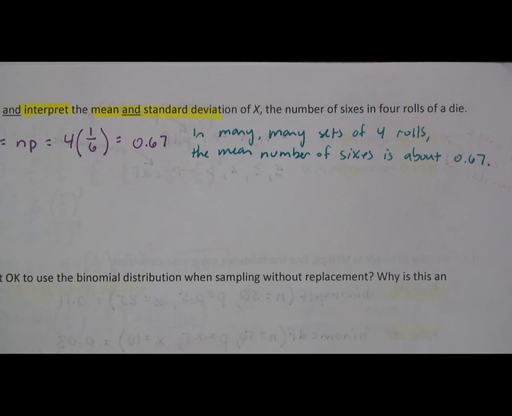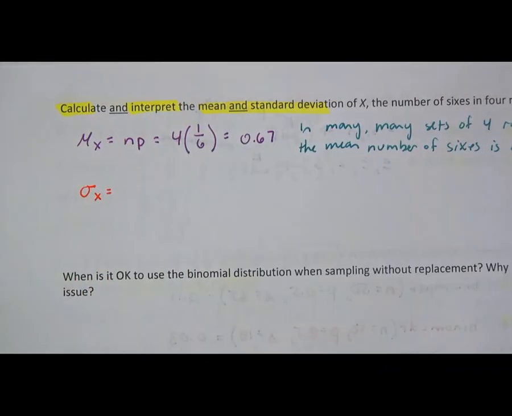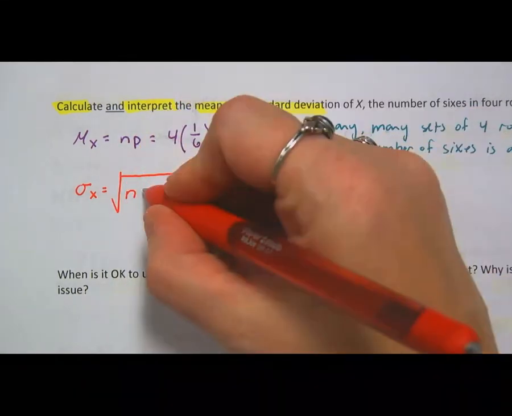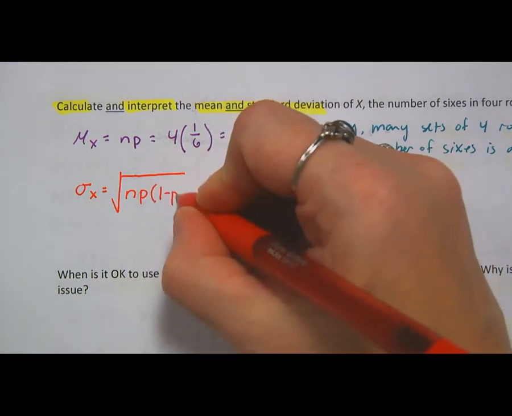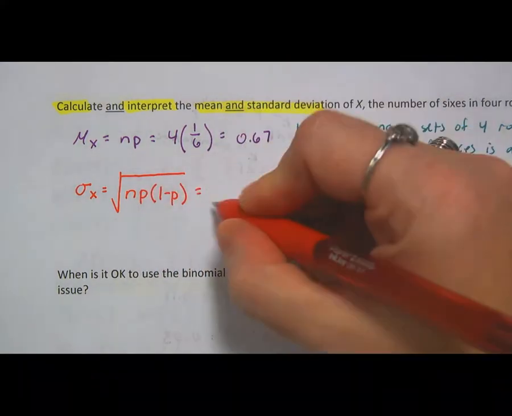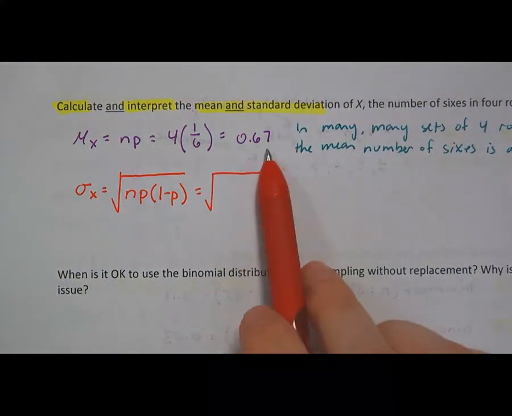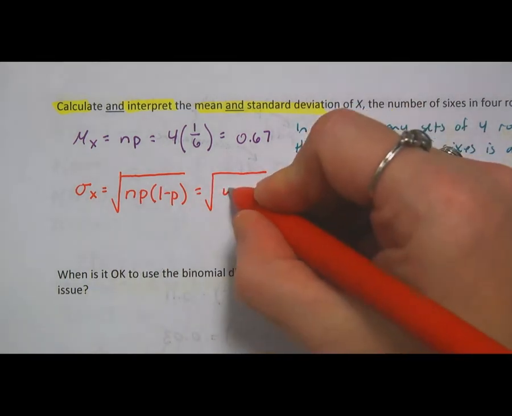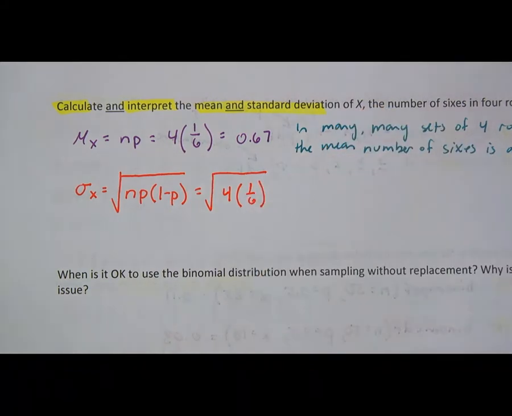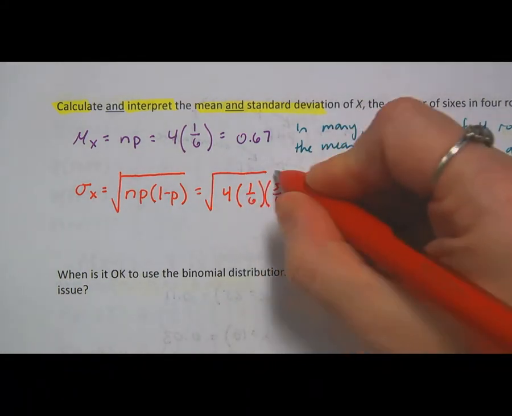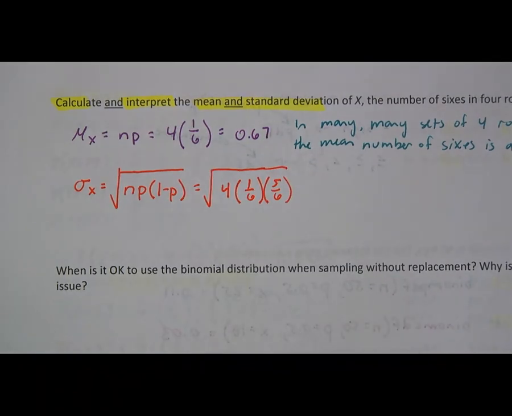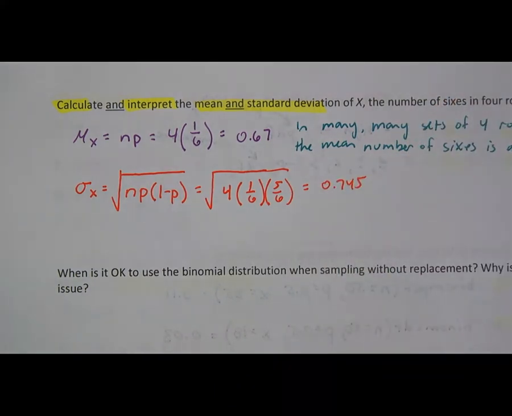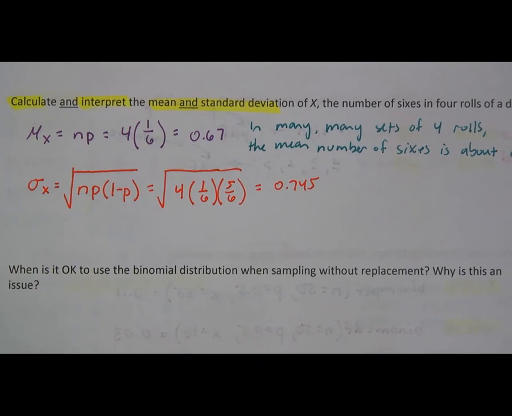Let's try standard deviation. That's the square root of the number of trials times the probability of success times the probability of fail. If you want to shortcut it, you could use 0.67, but I'm not going to. 4 trials, probability of success is 1/6, probability of fail is 5/6, because those will always add up to 1 whole. And you're going to get 0.745. Now, what the heck does that mean? You know that writing standard deviation interpretation is kind of a beast, so here we go.